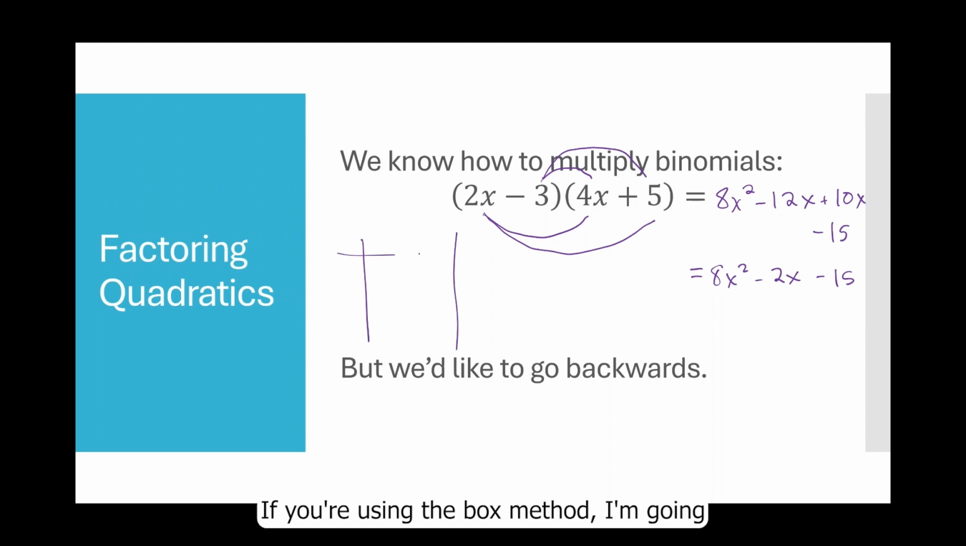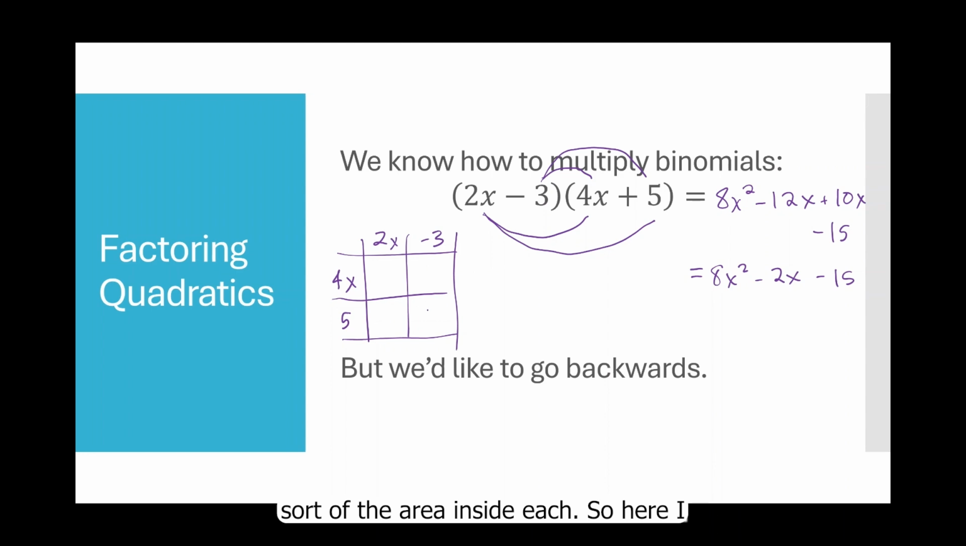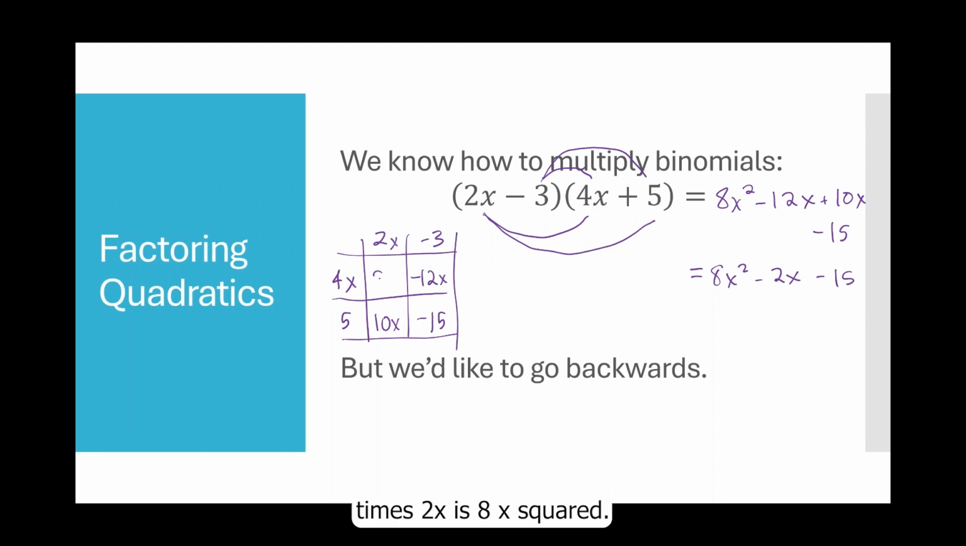If you're using the box method, I'm going to show you the way I learned the box method, but everyone has their own strategies. Here's mine, 2x minus 3 and 4x plus 5. And then I'm going to find sort of the area inside each. So here I have 5 times negative 3 is negative 15. 5 times 2x is 10x. And 4x times negative 3 is negative 12x. And 4x times 2x is 8x squared. These guys are all x's, so I can combine them together. 8x squared minus 2x minus 15.